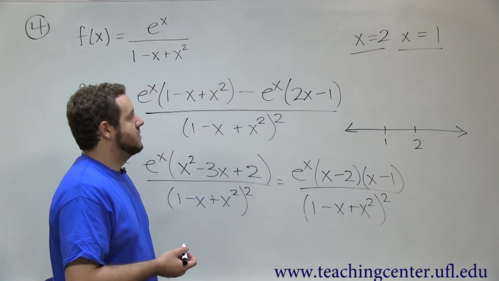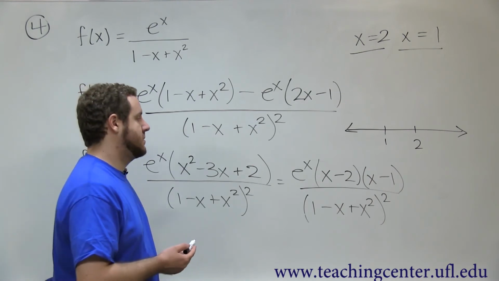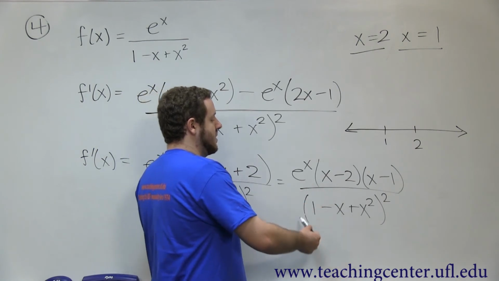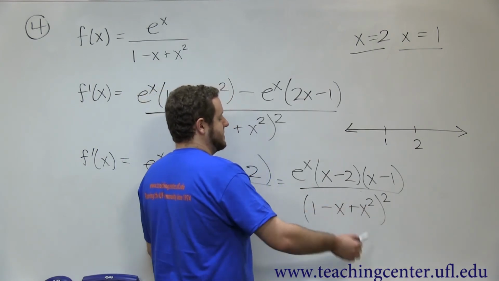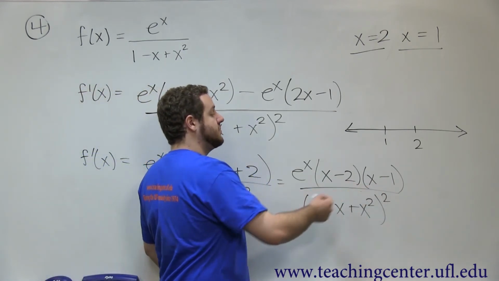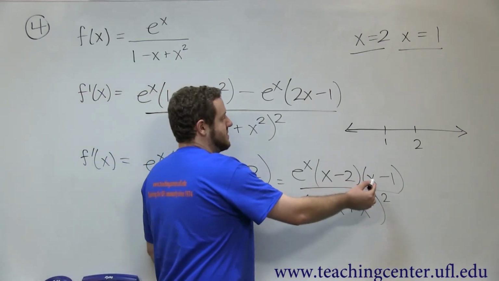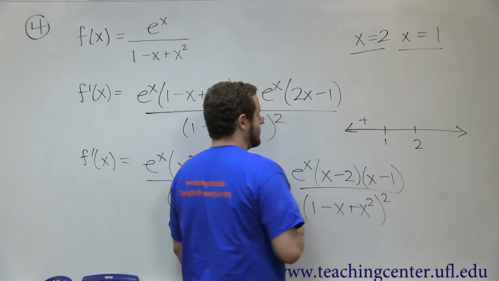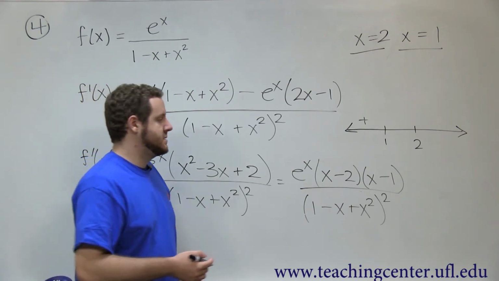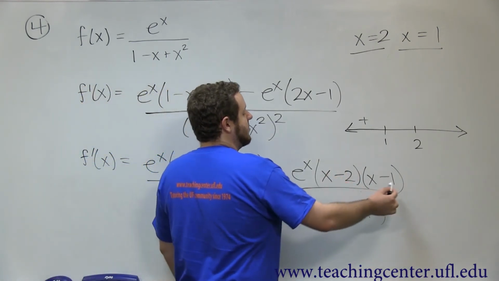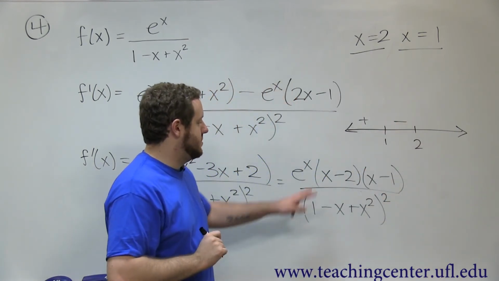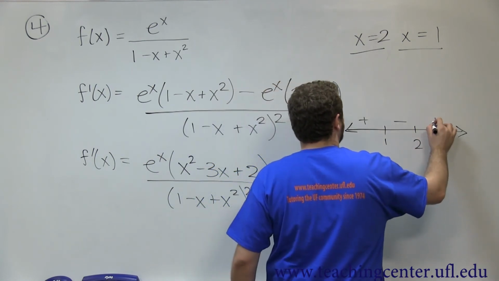So let's just try a number less than 1, like 0. If we plug in 0, by the way, we don't need to check the e to the x or this denominator, because this is always positive, and e to the x is always positive. That's never going to change anything. So really, we're only checking these two. If we plug in 0, we get negative times negative, which is positive. If we plug in something that's in between 1 and 2, it doesn't really matter what it is, this term would be negative, but this term would be positive, so we get a minus. And if we plug in something bigger than 2, they're both positive, so we get positive.